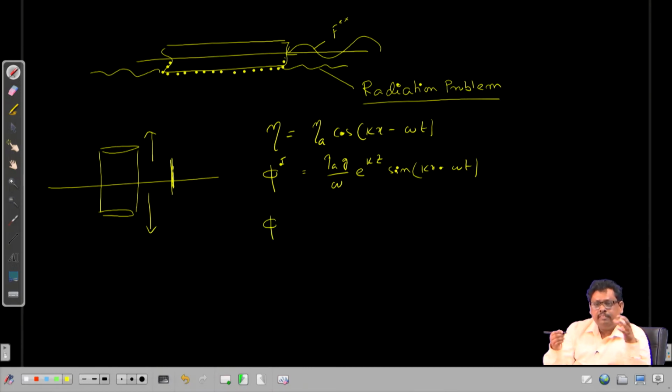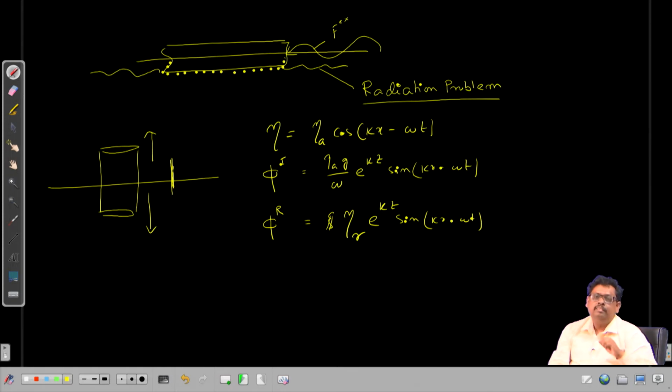but I really do not know the amplitude of the radiation, because if I try to write the radiation potential, this must be some amplitude, let us call it eta r, into, in a similar manner, e to the power k z into either sin or cos k x minus omega t, definitely it is sin, because this phi r also has to satisfy the linear free surface boundary condition. So, if eta equals cos k x minus omega t, definitely phi should be sin, whatever. So, let us leave that part. The question is, how do I know this amplitude, right?